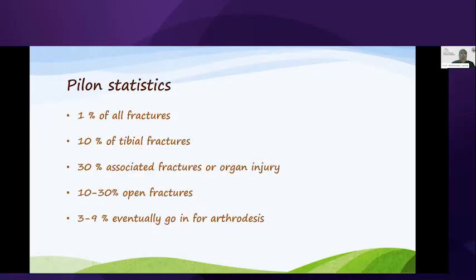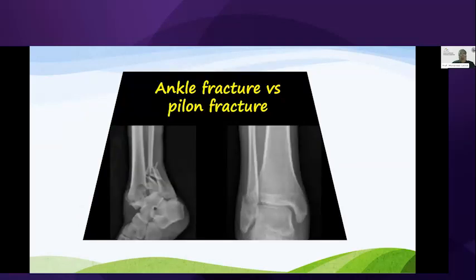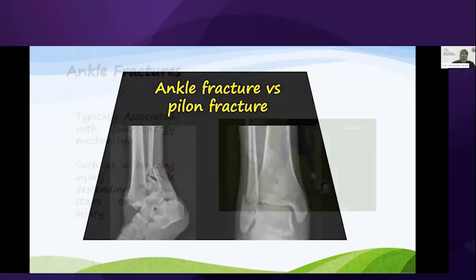The statistics of the pilon fracture: about 1% of all fractures, 10% of tibial fractures. It represents about 30% of open fractures, and 10% of these pilon fractures eventually go on to arthrodesis of the ankle joint. First, we must differentiate between the fracture of the ankle and pilon fracture.